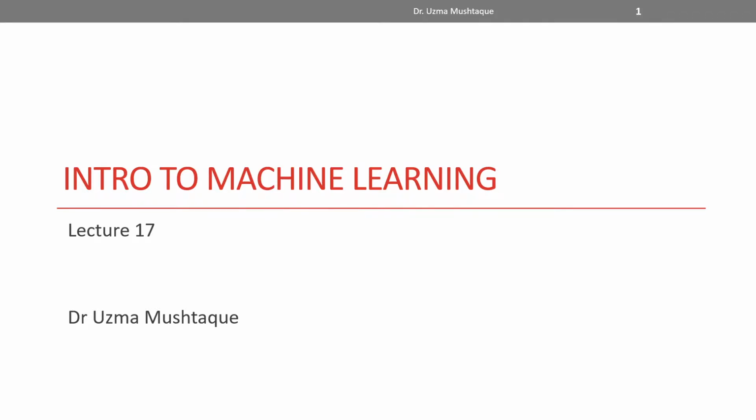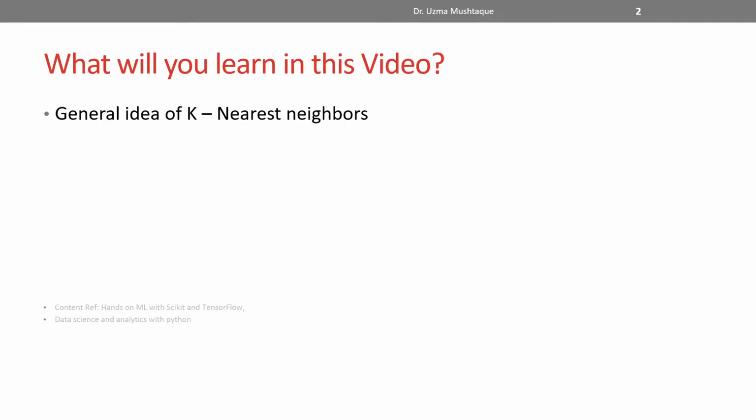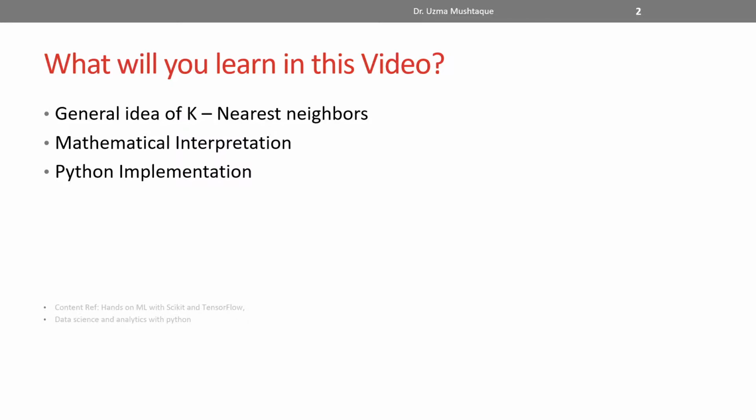This is lecture 17. In this video, I'm going to talk about k-nearest neighbors, which is a very simple machine learning algorithm. In fact, we have looked at more complex algorithms before. This is going to be fairly simple and easy to understand. We'll talk about the mathematical interpretation and obviously a Python implementation of KNN. This is in short also known as KNN. Whenever you see that in machine learning terminology, you should know that we are talking about the k-nearest neighbors.